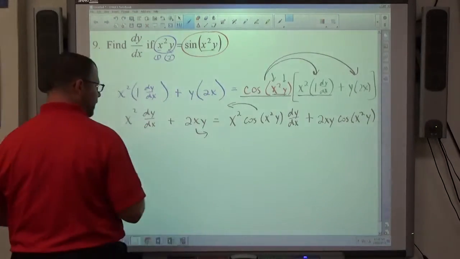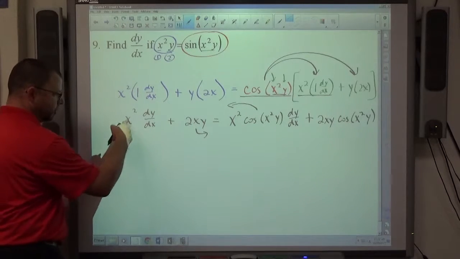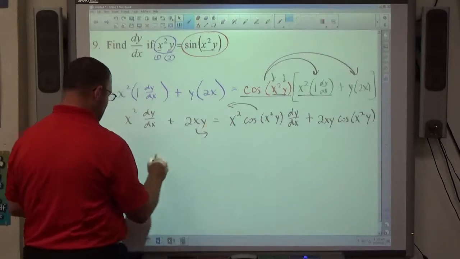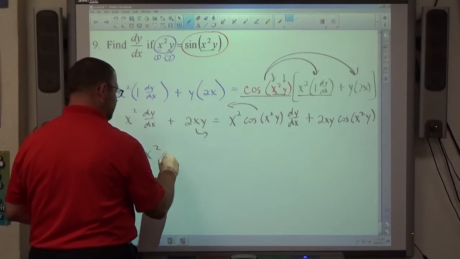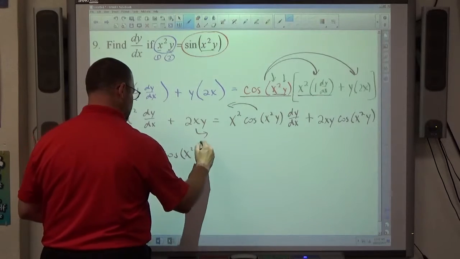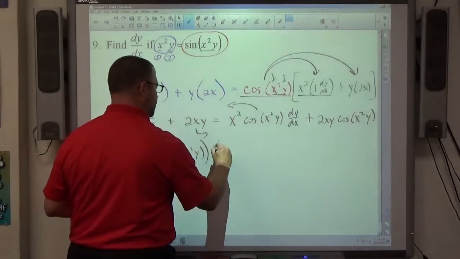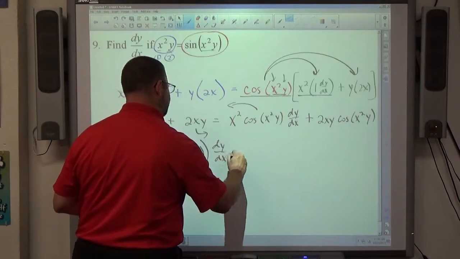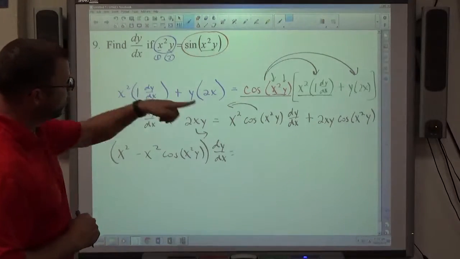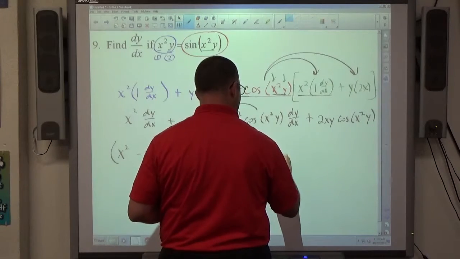So if I do that, I get parentheses x squared, which is already here, attached to dy/dx. I'm moving in x squared cosine of x squared y over to the left. And this whole thing, this is a dy/dx, this is a dy/dx, so we need a dy/dx attached to that. I'm going to move the 2xy over to that side, so I already have a 2xy cosine of x squared y.